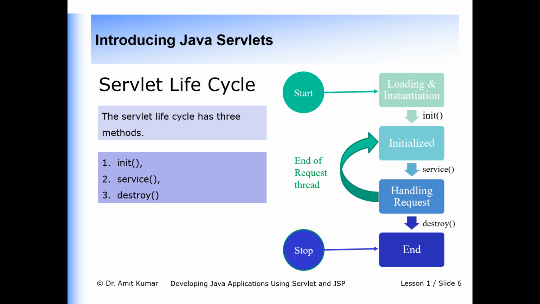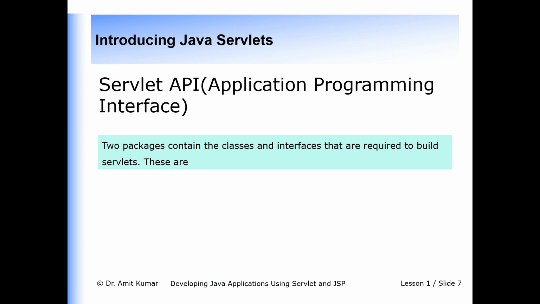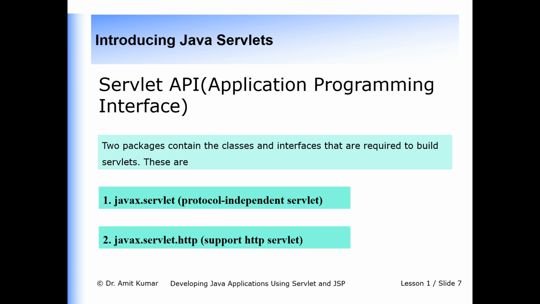Now let me jump to the next topic, that is the Servlet API. API is application programming interface. So two packages contain the classes and interfaces that are required to build servlets. These are javax.servlet and javax.servlet.http packages. You need to use the Servlet API to create servlets. These are the two important packages that you must remember while using the API.